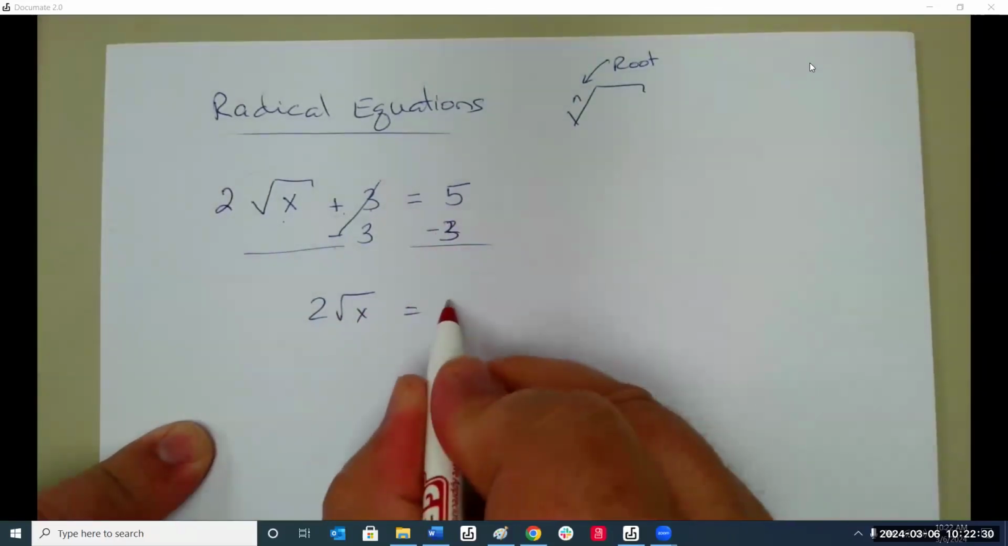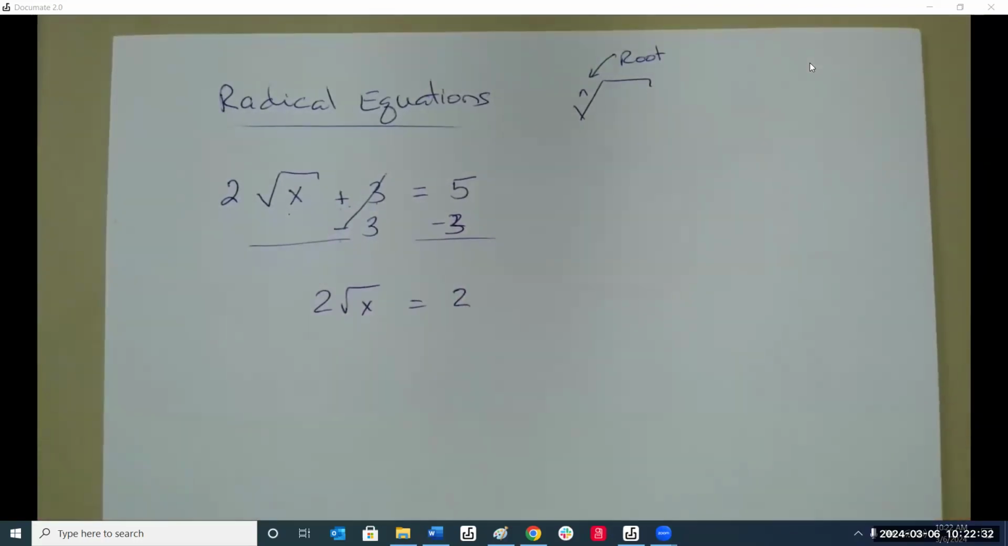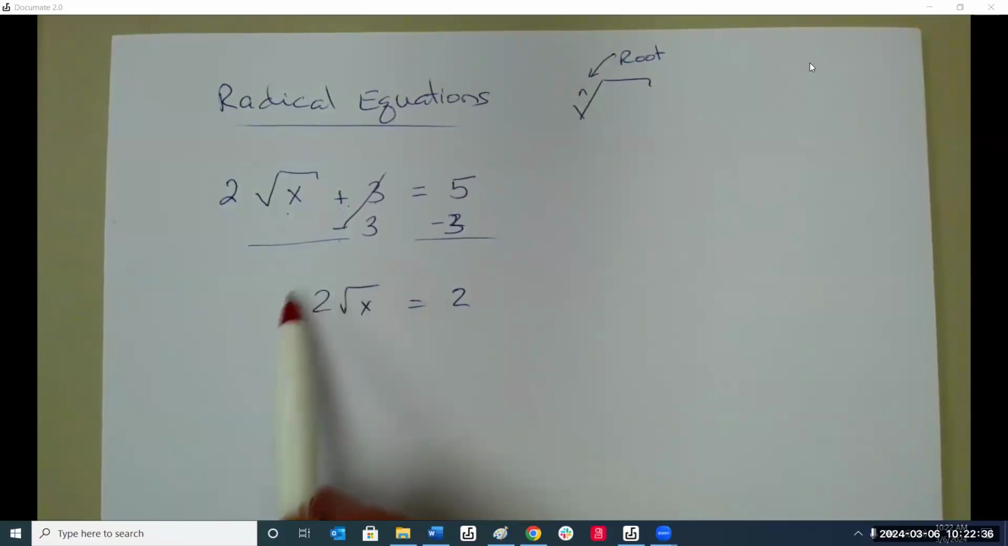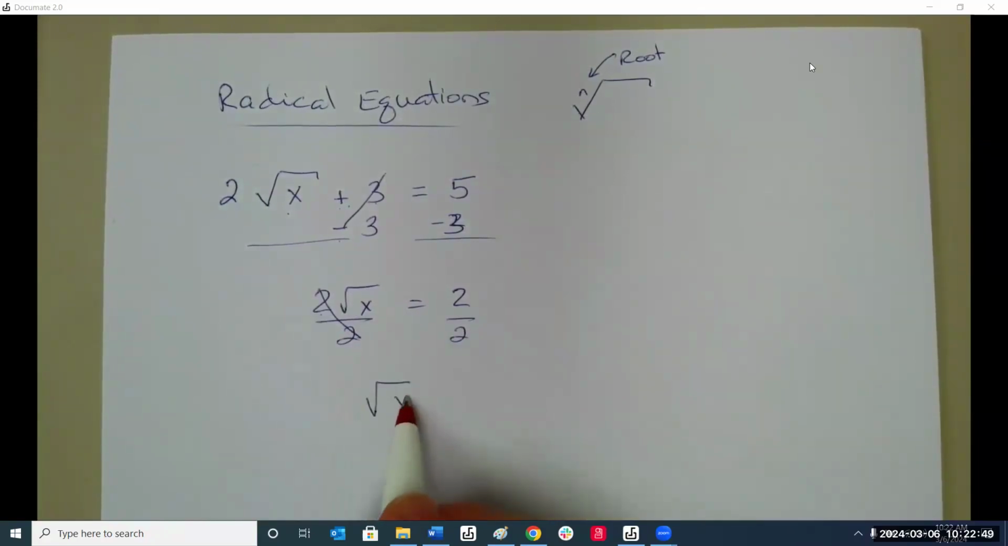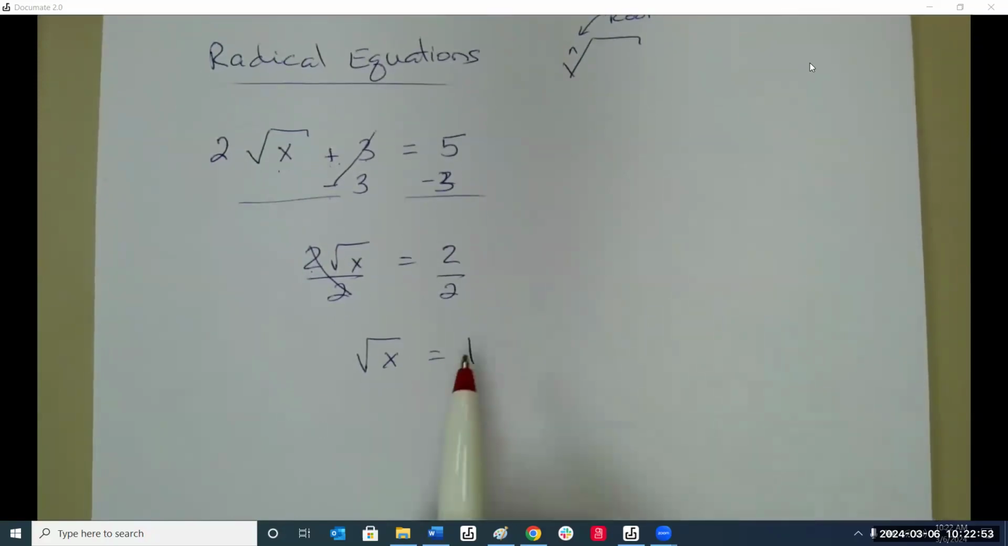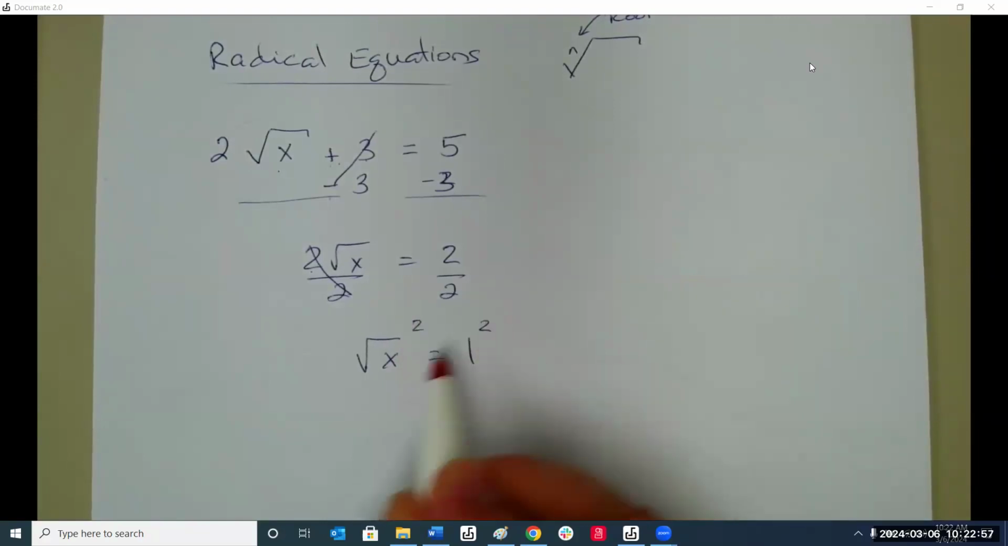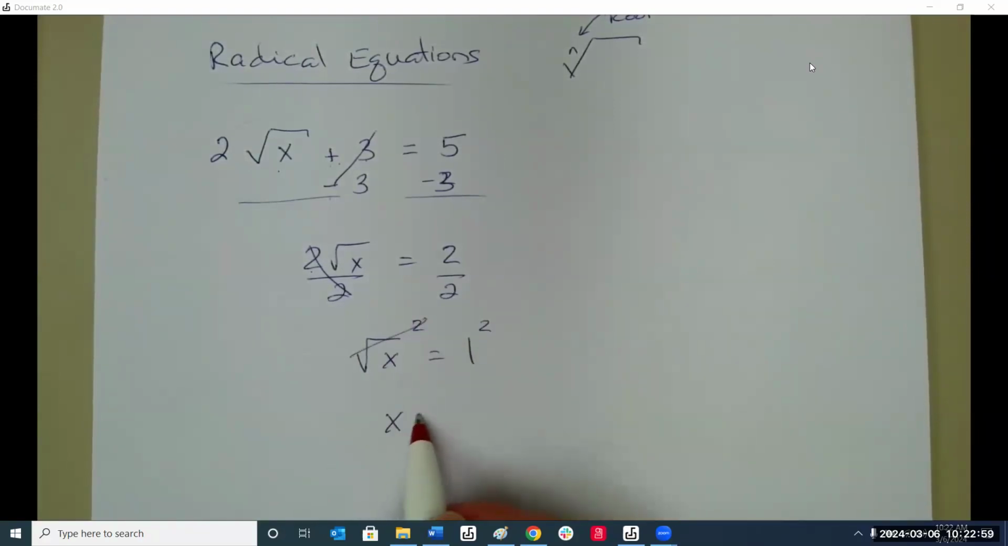I'm not finished writing it. So then we got all the plus and minus gone. Now we get rid of anything that's multiplied or divided. How do we get rid of this 2? Divide by 2, both sides. Now the special operation. How do you get rid of the special operation? Square both sides. So x is equal to 1.